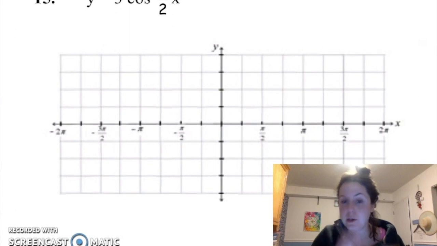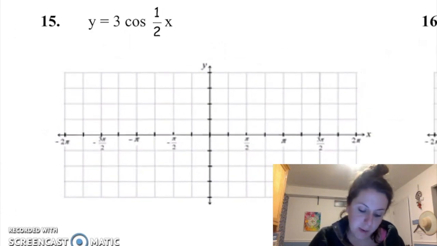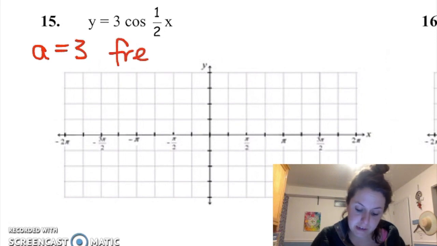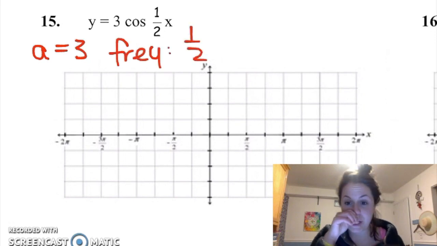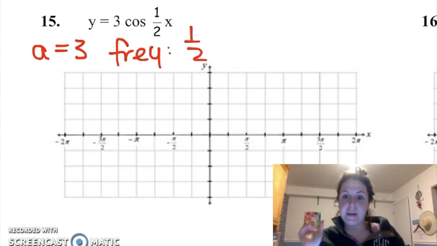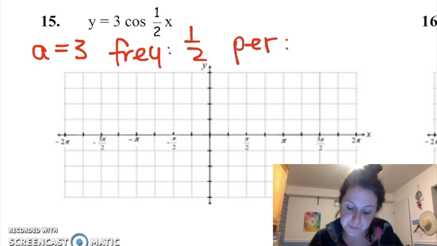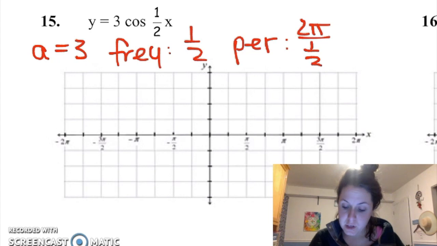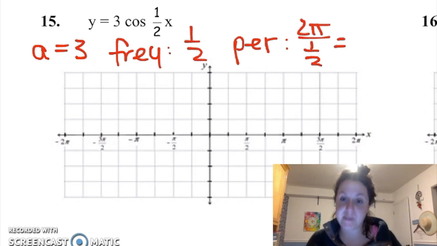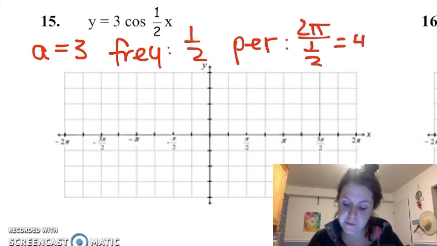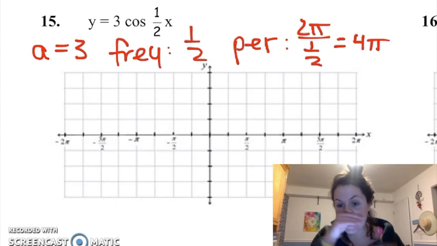So y equals 3 cos 1/2 x. So amplitude here is 3. Frequency here is 1/2, which is the number of curves. So there'll be half a curve from 0 to 2 pi. Your period is 2 pi over 1/2, which is 2 pi times the reciprocal of 1/2. So that's 4 pi. And midline is still 0.